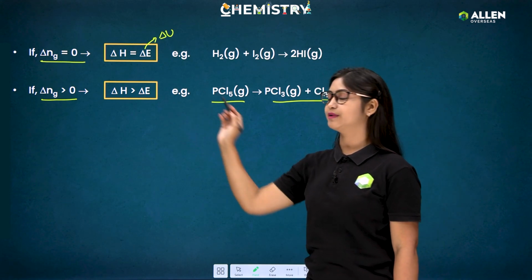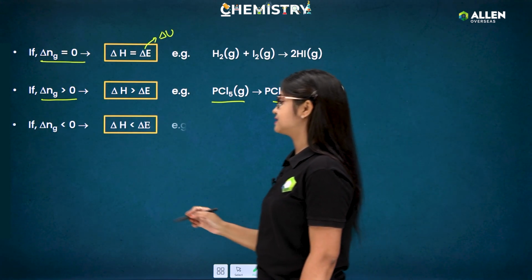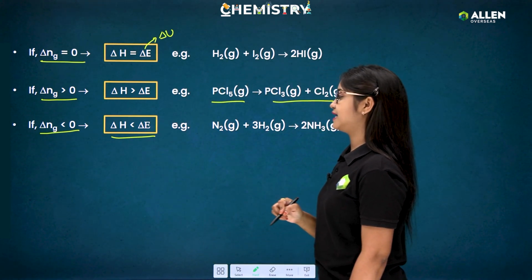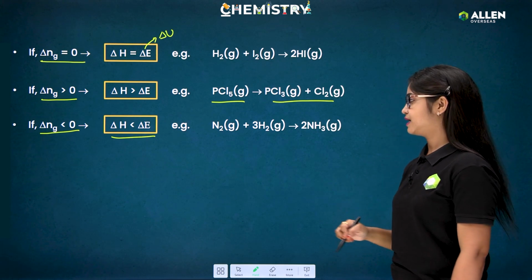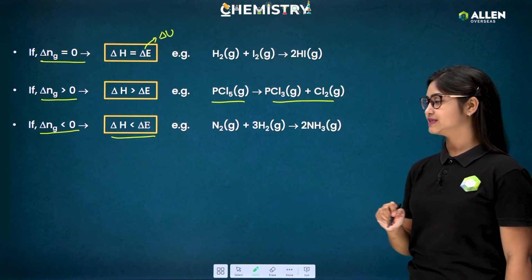So delta H will become greater than delta E or delta U. And the third case is when delta Ng is 0. In this case, delta H will become less as compared to delta E. For example, here, this is the process where ammonia is getting formed.